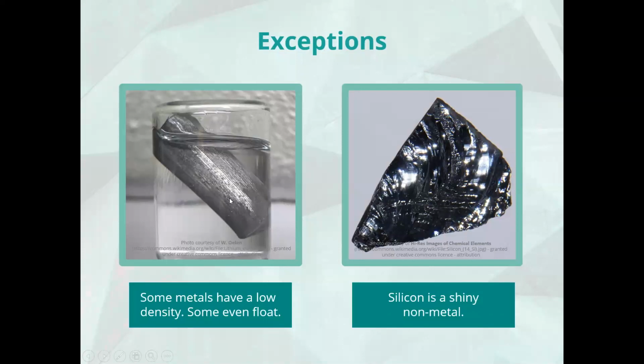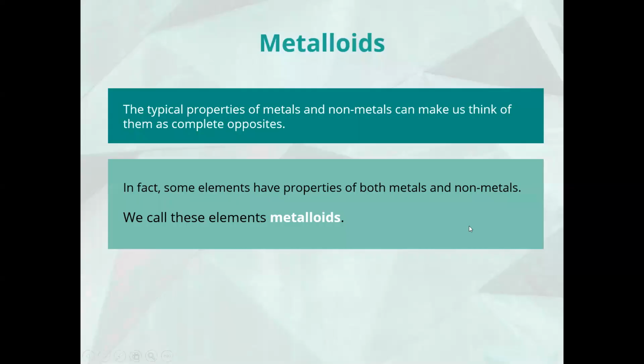Some further exceptions are that some metals have a low density, although most of them have a high density. And because some metals have a low density, they are even able to float. Silicon, which is a non-metal, is shiny, whereas most non-metals are dull. So you see how they go against the predicted properties. We normally think of metals and non-metals as two complete opposites, but you get elements that have properties of both metals and non-metals, and we call these elements metalloids.